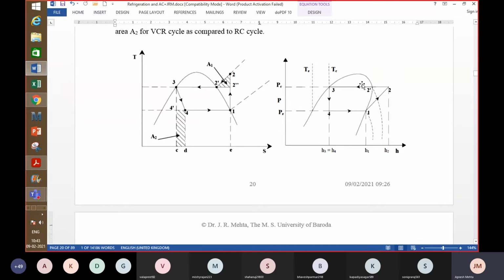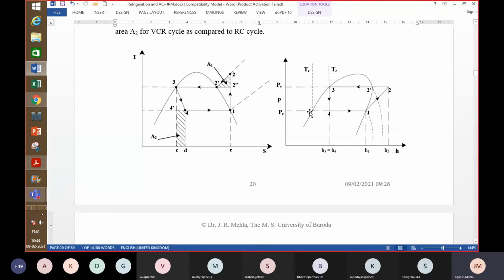So this is the condensation process. It comes out as a saturated liquid here. And now the isenthalpic expansion. So the enthalpy remains constant, the pressure decreases. And you can see the temperature has also decreased from condenser temperature to evaporator temperature, right?